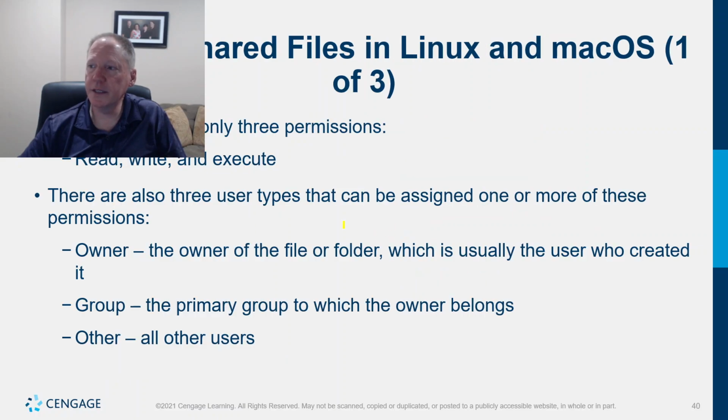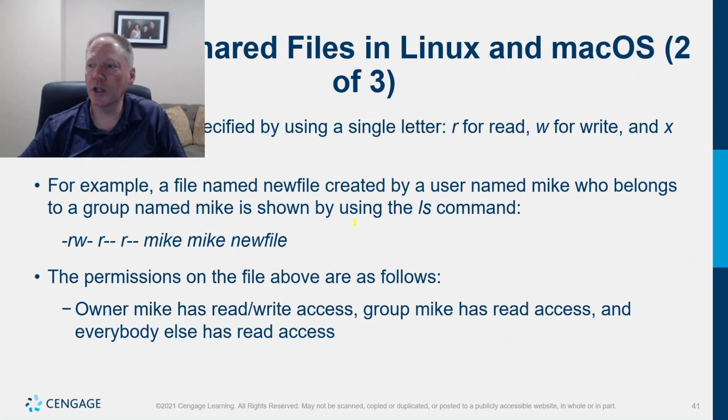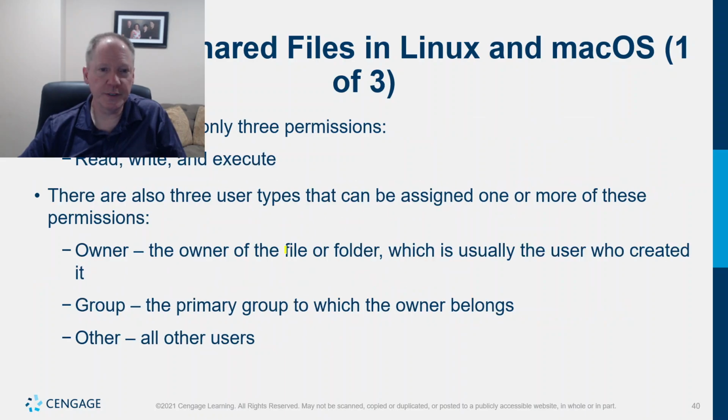All right, and then in Linux, there are only 3 permissions: read, write, and execute. But the permissions are assigned to the owner, the group, or the other. So when you do a long list, ls -l, it will show you the owner, the group, and the other permissions.